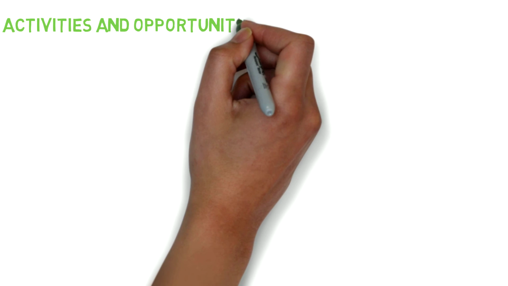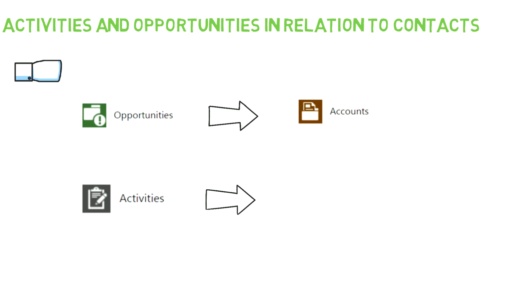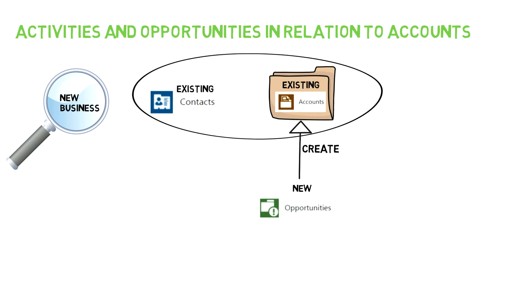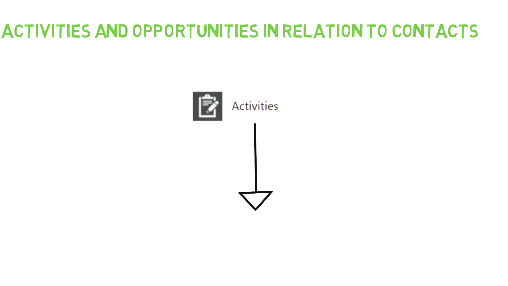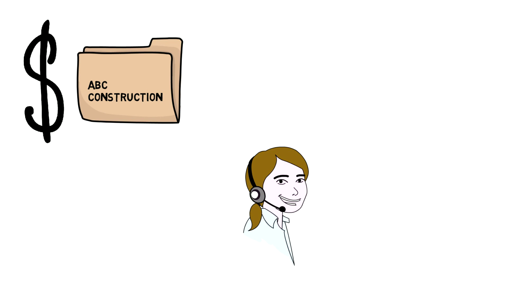Let's briefly discuss activities and opportunities as they relate to contacts. The Cyrus rule of thumb is opportunities go with accounts, activities go with contacts. When you uncover new business with an existing contact and account, you'll create a new opportunity within the account record and then associate it with the contact. Activities, on the other hand, should be created within the contact record they apply to, not at the account level. Remember, we get revenue from companies, we talk to people.